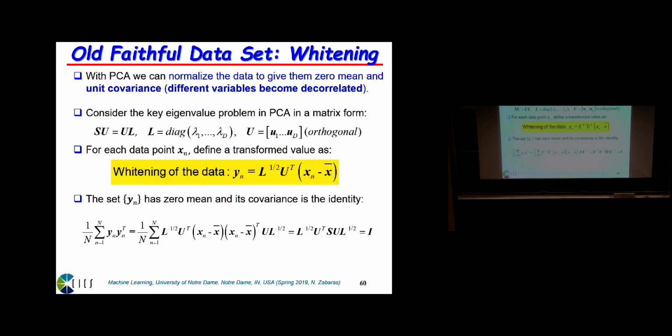So imagine that you have data x_n in D dimensions, and you compute the sample mean, x bar, and you solve the eigenvalue problem that you need to do PCA, and now you transform the data from x_n to y_n using this equation that you see there, where L is the diagonal matrix of the eigenvalues, and U is the orthogonal matrix where you do your projections. It comes out that the mean of this is 0, and if you compute the covariance of the y's and follow the algebra, it comes out that the covariance is equal to I.